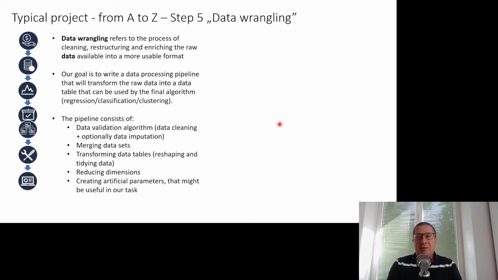Then the next step in this pipeline is merging data sets. As you remember, we could have data sets from different sources: the weather data, the data from the control system, data from the asset management system. We need to merge it all together. Then we transform the data into a form that is useful for our machine learning algorithms. Especially we should do something called tidying of the data. We would like to have this tidy format of the data.